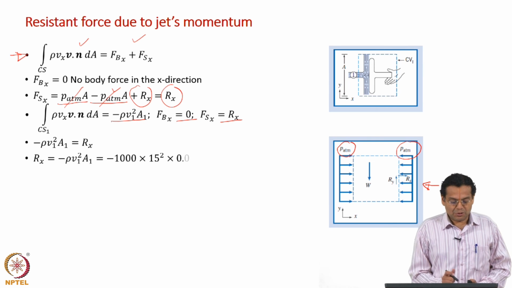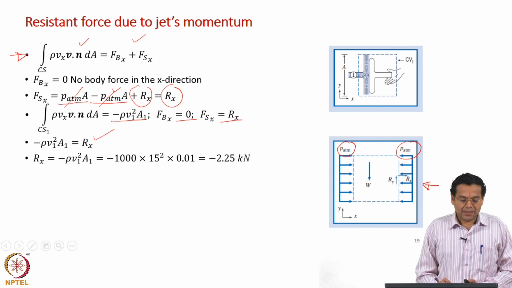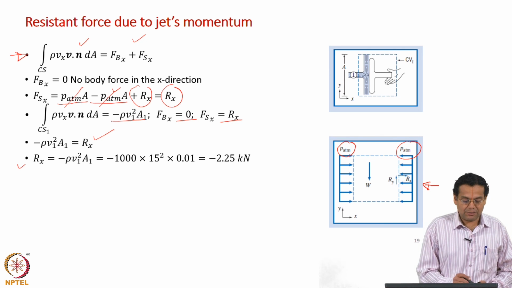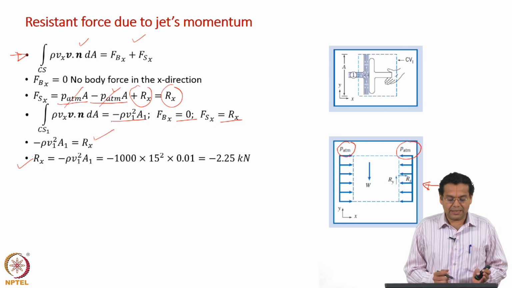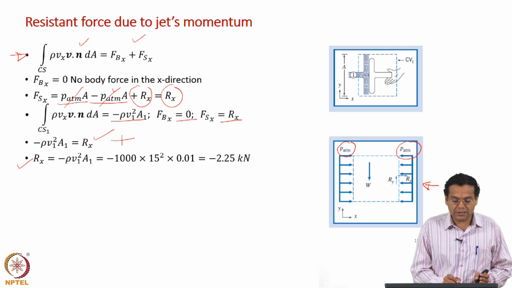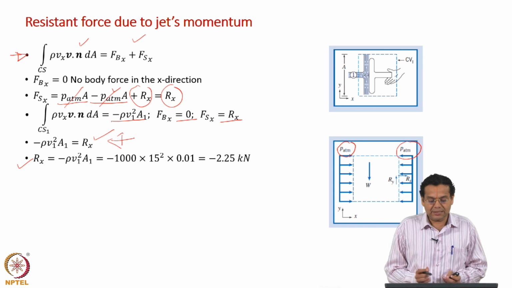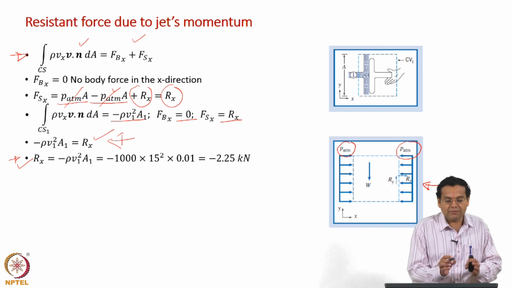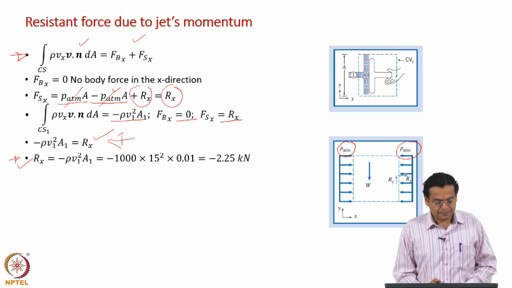You may wonder why write here minus rho V 1 squared A 1 equal to R x, and on the next step write R x equal to this. What we want is on the left hand side, but as per the conservation equation the force is on the right hand side. So, please keep this in mind. Some books may straight away write this expression, but we are trying to be more consistent.